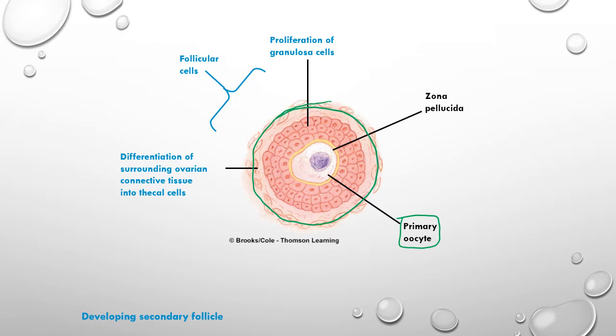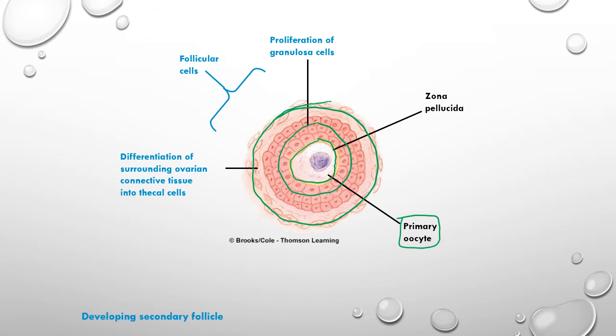Two sets of cells surrounding it. We have our granulosa cells creating a thick layer of cells. And then we have our zona pellucida that surrounds the very outside of the oocyte. And so as it is developing there as well.